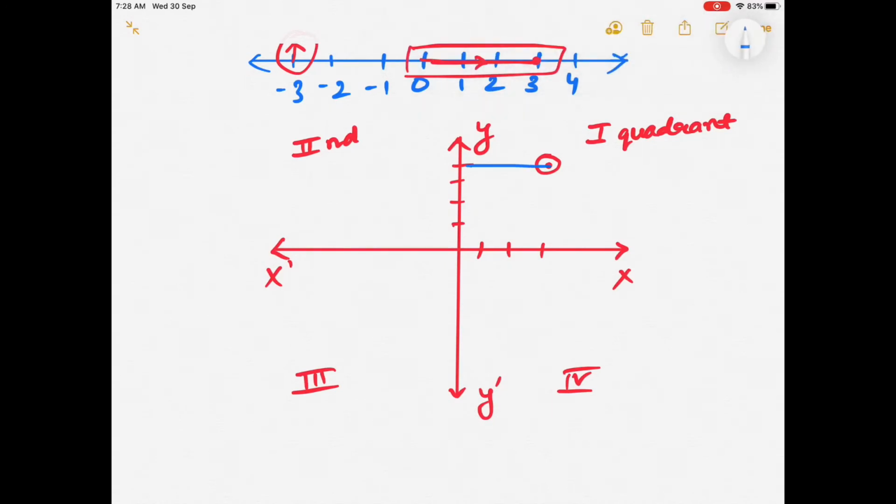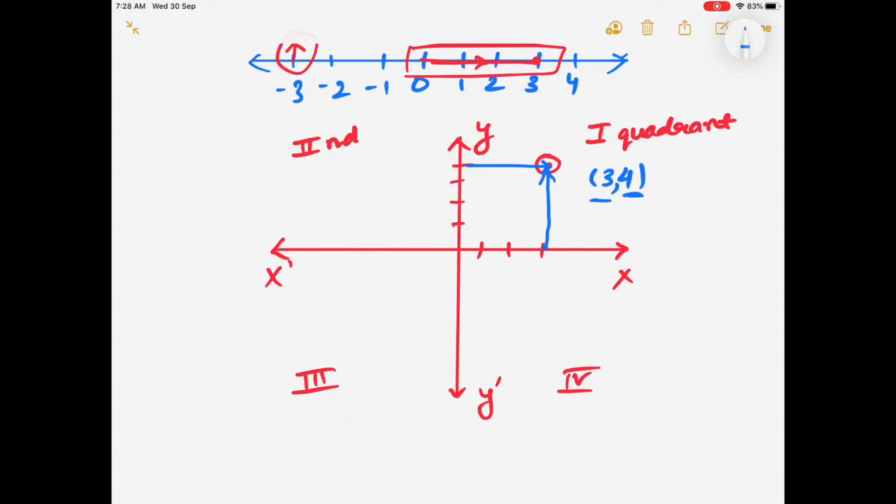Okay, so when we mark 1, 2, 3 and 1, 2, 3, 4, can we say that the object is placed here, at 3 units from the y-axis and at 4 units from the x-axis? So how will we mark the position of that point? We will simply say that the object is placed at (3, 4) from the origin. Why do we say 4? Because it is 4 units on the y-axis and 3 units on the x-axis. So with the help of coordinate geometry we can describe the position of an object on the plane.